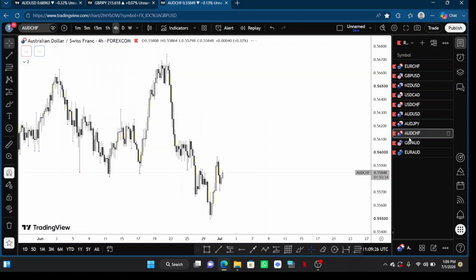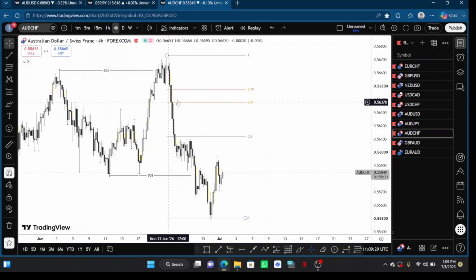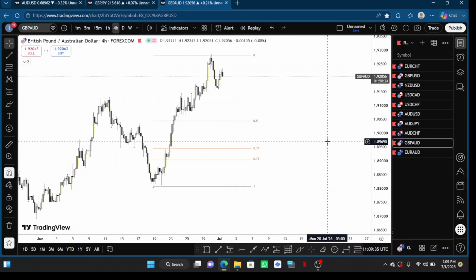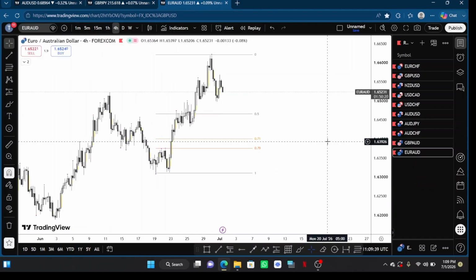Okay, there is the other one. You can see we have imbalances here, so this one is an A+ setup. This one and the other one here. Okay, so these are the trades that I'm looking forward to taking this week or next week.